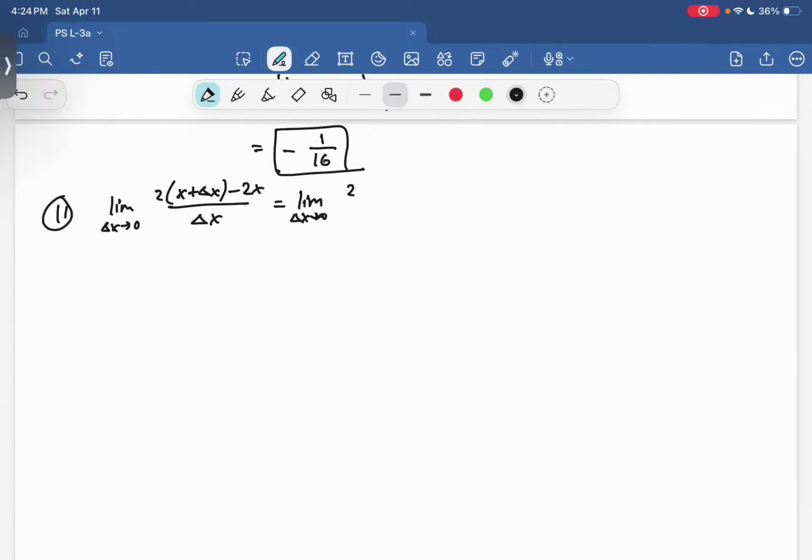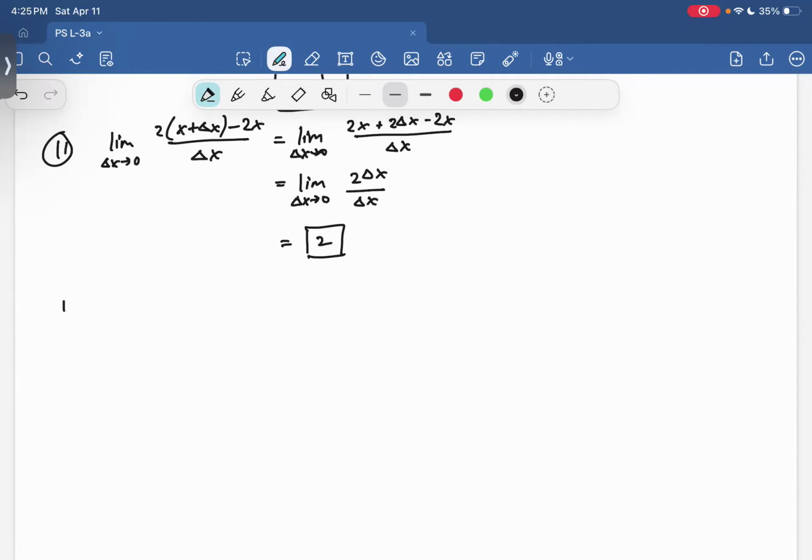The top expands, right? And the 2x's cancel there, which means we're left with 2 delta x over delta x. Delta x's cancel, and so we're really just left with 2. And congratulations, you've done a derivative. Next question.